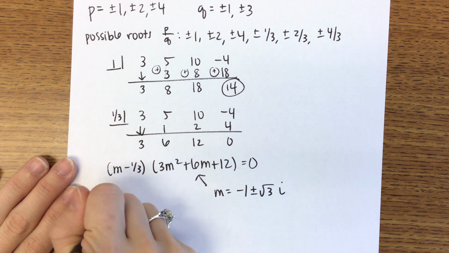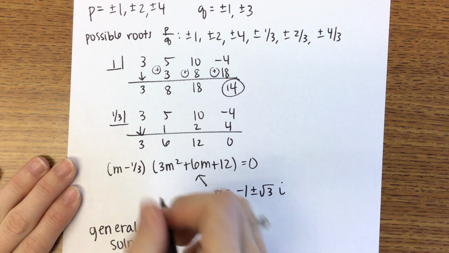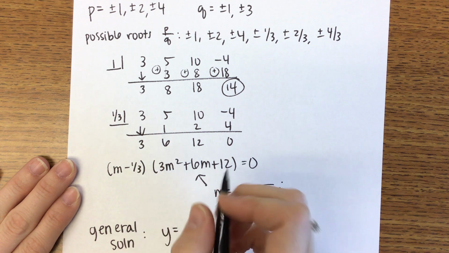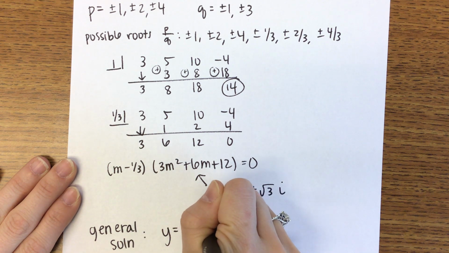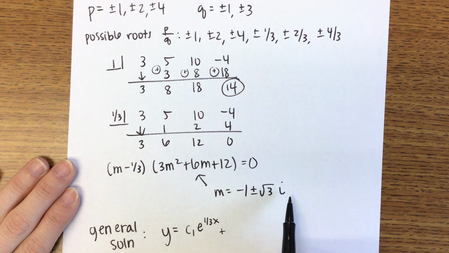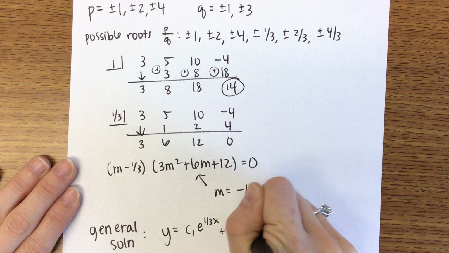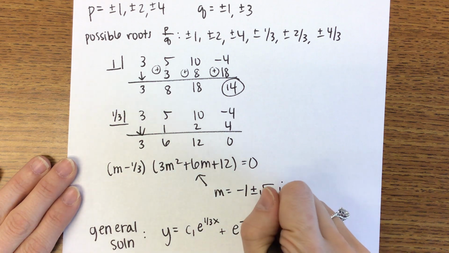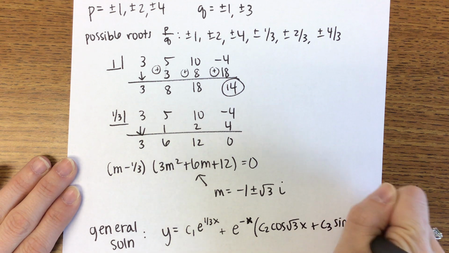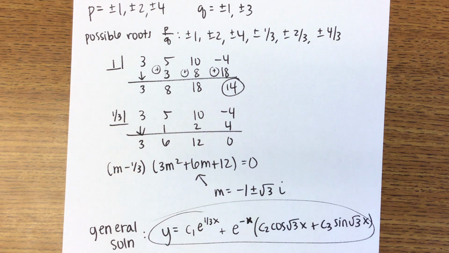Okay, so finally, that general solution then is going to be the following. We're going to take care of that 1/3. So this will be C1 e to the 1/3 x. And then we have this imaginary part. So it'll be e to the alpha x, so e to the -1 x. And then we have C2 cosine of root 3 x plus C3 sine of root 3 x. All of that is the general solution.